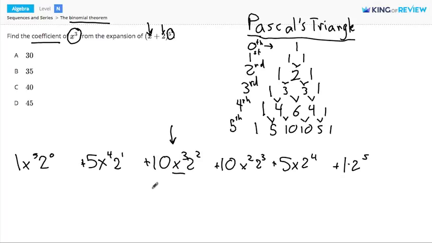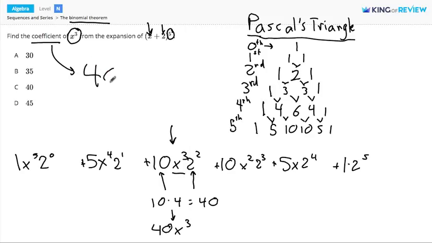So what I need to figure out is what happens when I multiply 10 times 2 squared. Well, let's see. 10 times 2 squared is 10 times 4, which is 40. So this term becomes 40x cubed. So if I want the coefficient of x cubed, that's going to be 40. So our answer is C.